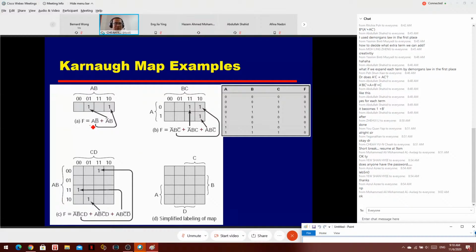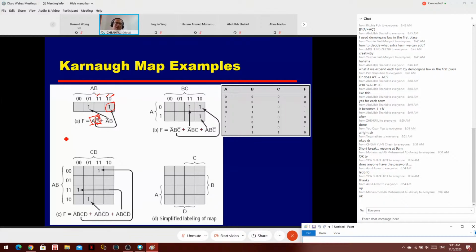Look at the first term, A not B. A must be either this one or this one, but here now you want not B. Not B is this one, so we put a 1 here. That 1 represents A and not B, which is true because A not B is 1 0. The A is a 1, the B is a 0, so not B is true.